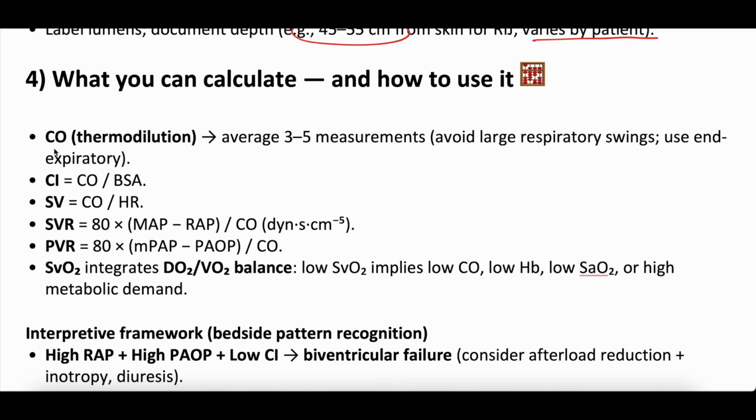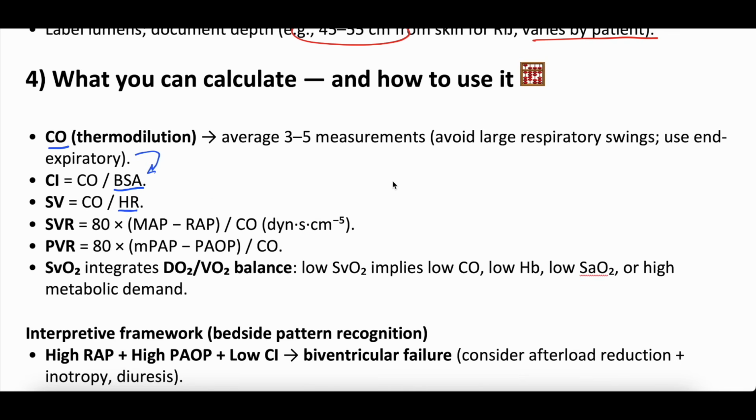But the first thing, cardiac output. Using thermodilution, you can actually get the cardiac output, how much the heart is pumping out, which is awesome, right? And then from that, you can derive the cardiac index, which is just the cardiac output divided by the body surface area. You can also calculate the stroke volume, which is just the cardiac output divided by the heart rate.